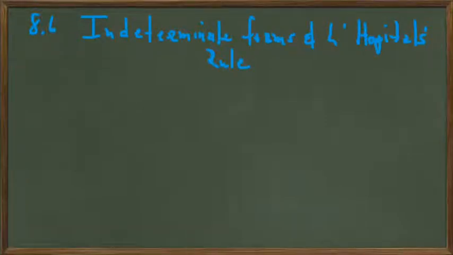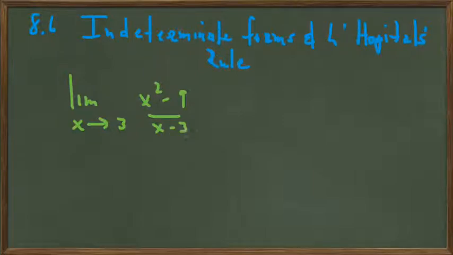In this video for Chapter 8, we're looking at what are called indeterminate forms, which are resolved by what's known as L'Hopital's rule. So let's take a look at a problem we encountered way back early in Calculus 1. Limit as x goes to 3 of x squared minus 9 over x minus 3.